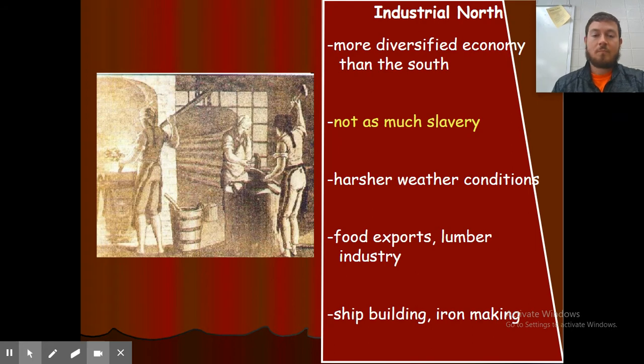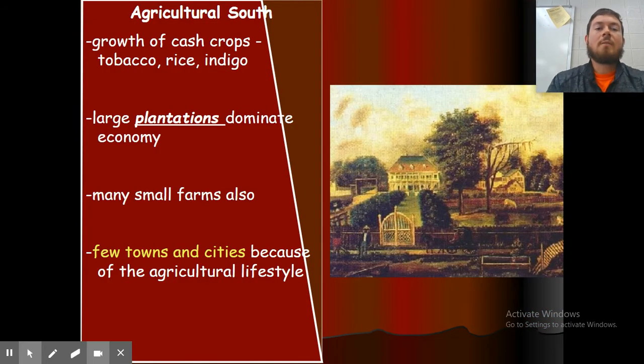And if you think about it, there was a lot more fishing, a lot more bays up north, so it makes sense why they would get into shipbuilding. You have the agricultural South. They have a lot of the cash crops: tobacco, which everybody kind of knows, and rice, which is really not as popular down in the South quite as much, at least not where we're at. It used to be pretty big in South Carolina.